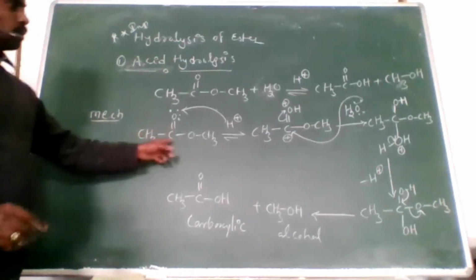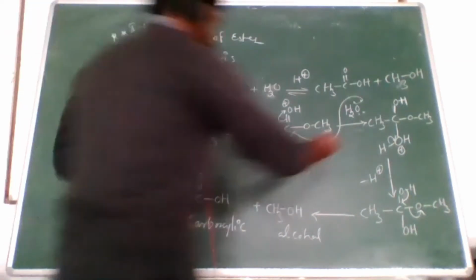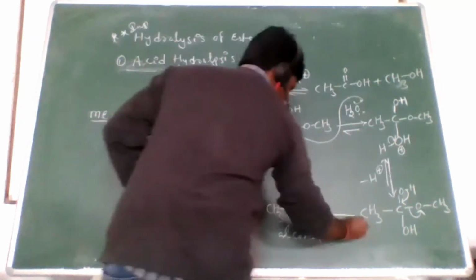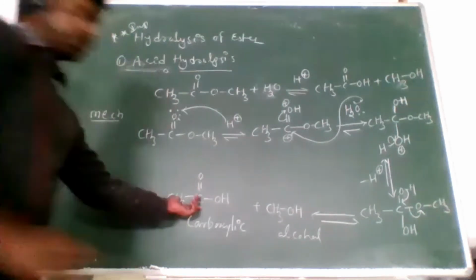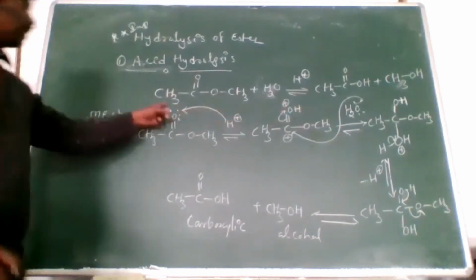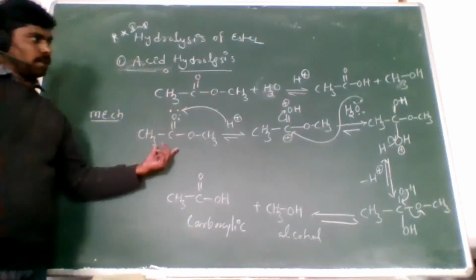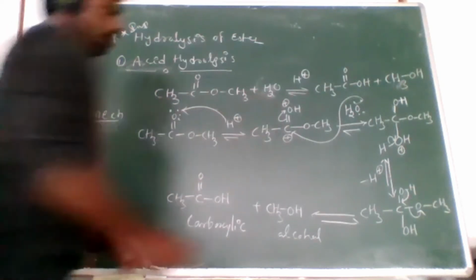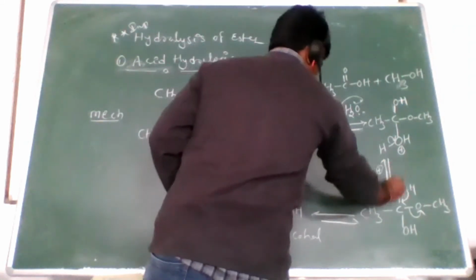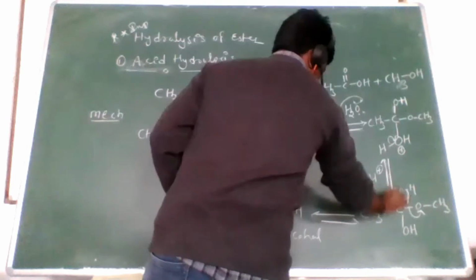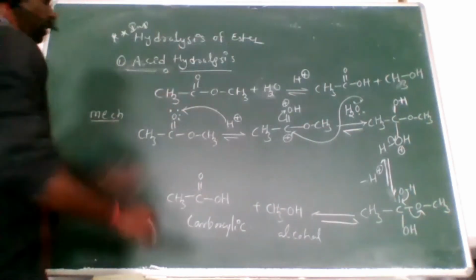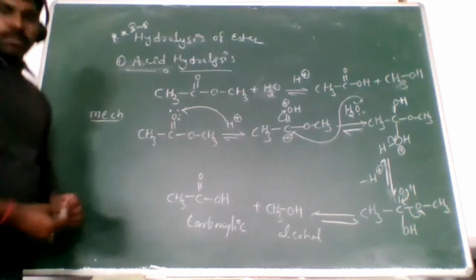Look here, all these reactions are reversible reactions. Reversible means that when a carboxylic acid and an alcohol combine, they form the ester again. That's why I wrote all of these. All these reactions are reversible: an alcohol and a carboxylic acid combined together form an ester. Okay, clear?